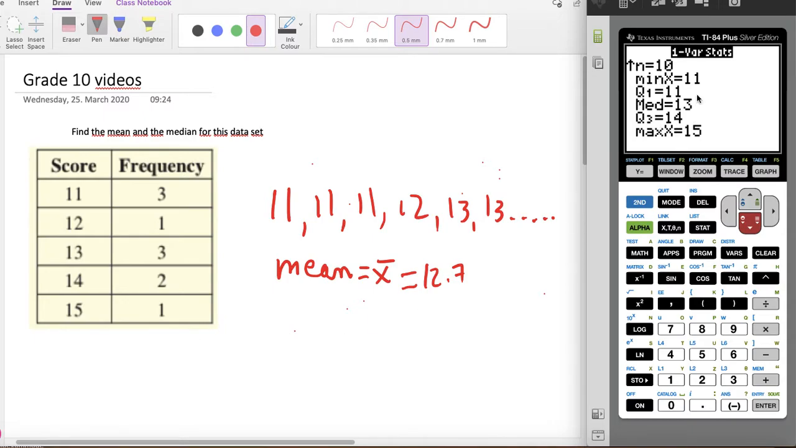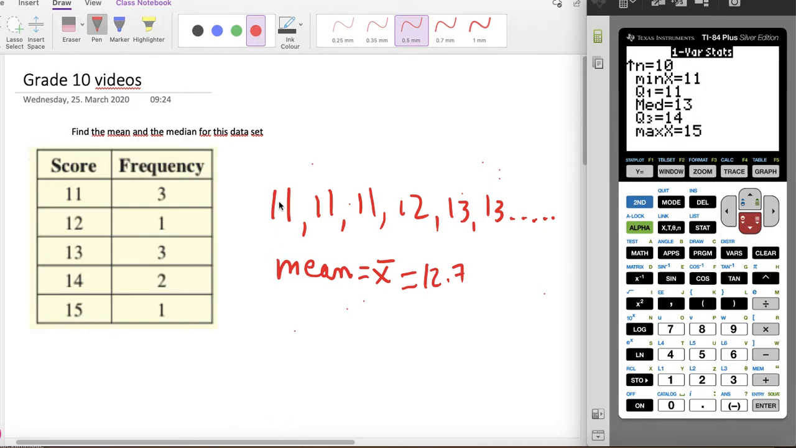So let's take a look at this. What is all this information? We have the minimum value of x, which is 11. We have Q1, which also turns out to be 11. We have the median, which is also Q2, Q3, and maximum. This right here is called your 5-point summary.